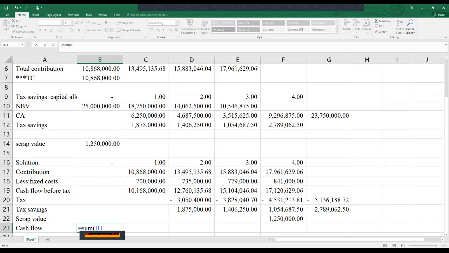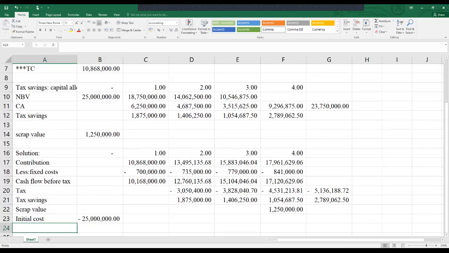Before I do this, actually, I think I need to do the initial cost. So let me put here initial cost, which was equal to negative 25 million. Yes, okay. No working capital. Oh, is it working capital? I can't even see working capital in the question.